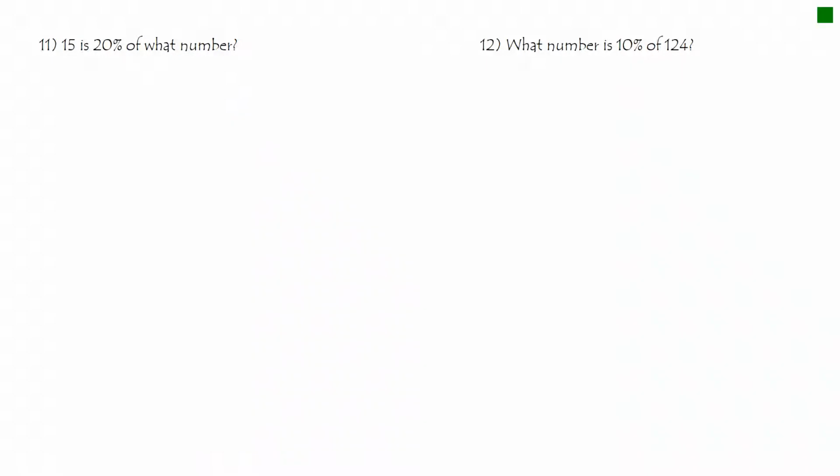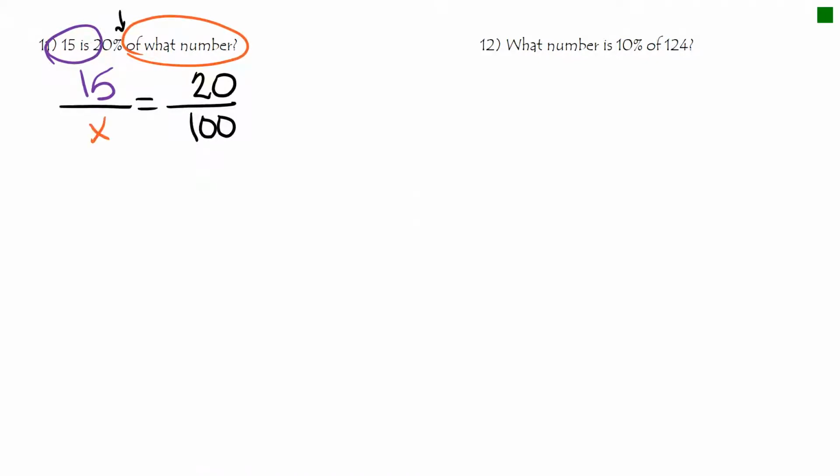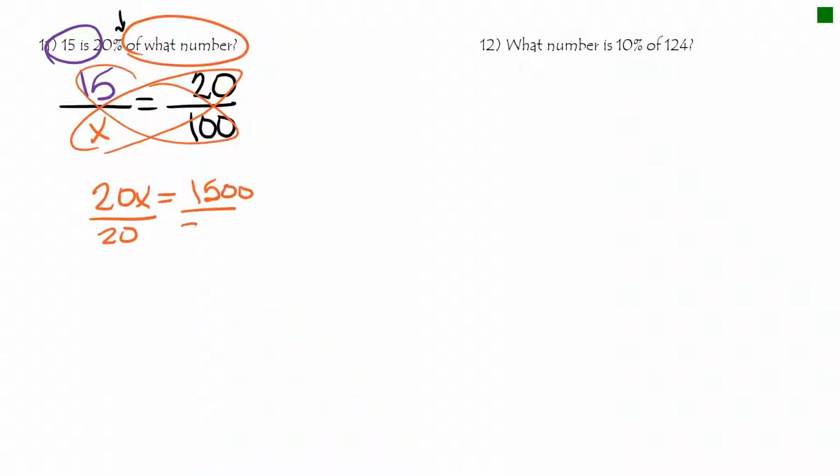All right, 2 more of these, and I'm going to see the percent. So I'm going to put 100, and it told me 20%. 15 is my is. Look, it even looks like the word is. Of what number? So that's my x. Cross multiply 20x. Do not skip this step. 15 times 100, 1500. We're going to divide everything by 20. X is going to equal 75. Is it a percent? Nope, it's a number. So stop there.